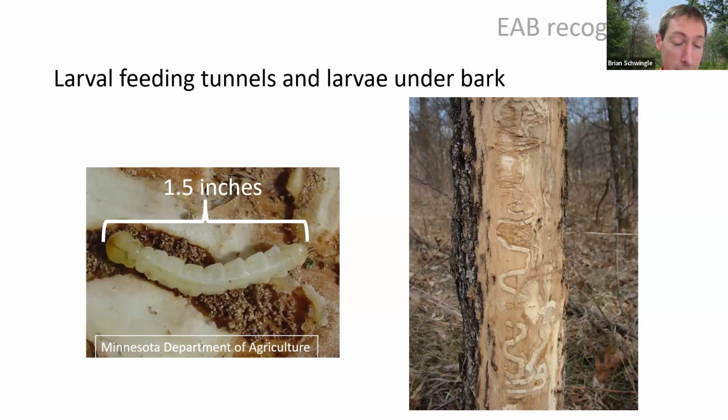This is a blown up picture. They get about 1.5 inches long. They have those body segments that are bell shaped, and then they have those two little spiky things on the end. That's an emerald ash borer larva. That's what they look like. Those spiky things won't sting you, don't worry.